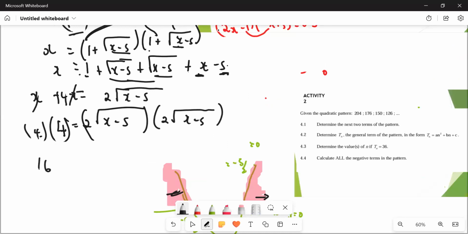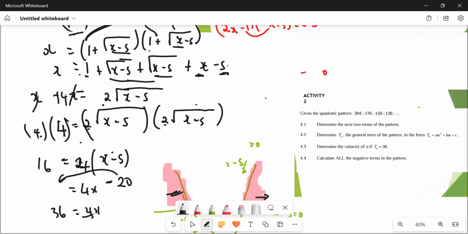So 4 multiplied by 4, it gives me what? 16. 2 multiplied by 2, it gives me 4. Root multiplied by root is going to give me x minus 5. This one multiplied by this one, it gives us 4x. This one multiplied by this one, minus 20. Take this one to the other side, which you have 36, which is going to be 4x. Divide by 4, divide by 4. It says x is going to be equal to what? 9.